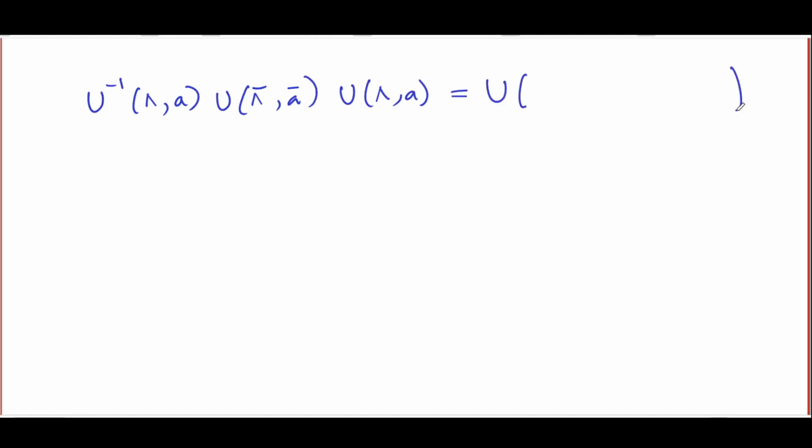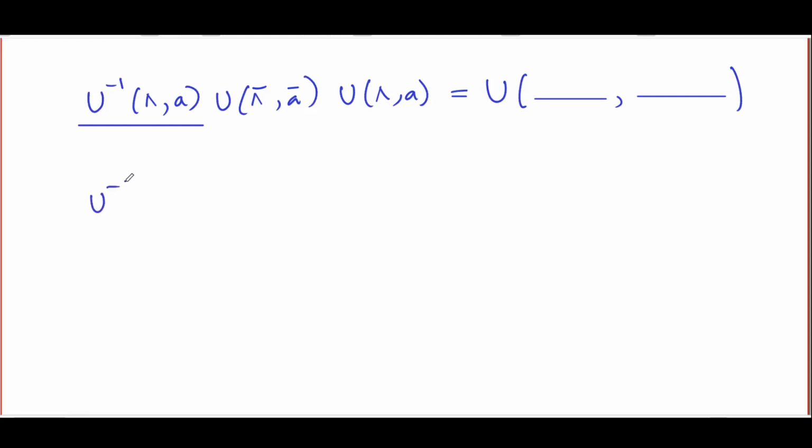In order to proceed, what we need to do is write this product of Poincare transformations as a single Poincare transformation, that is U corresponding to a single Lorentz transformation and a single translation. But before we get to do that, we need to figure out exactly what U inverse lambda comma A is. Now I'm going to show you this in two different ways. One, using the standard multiplication rule that we have already worked out.